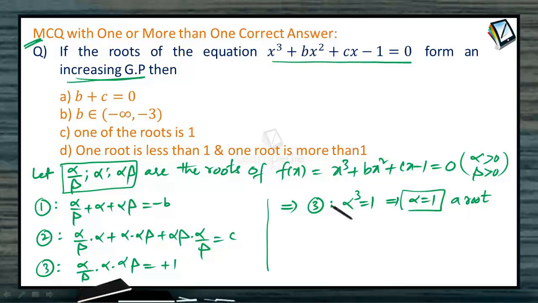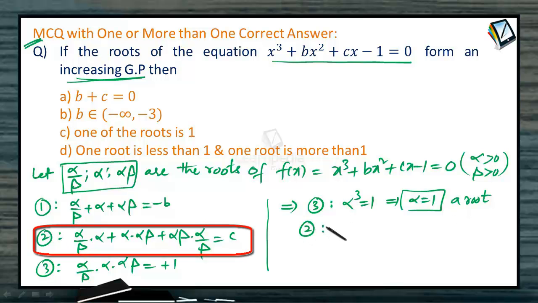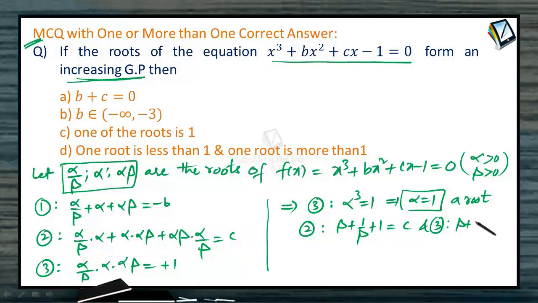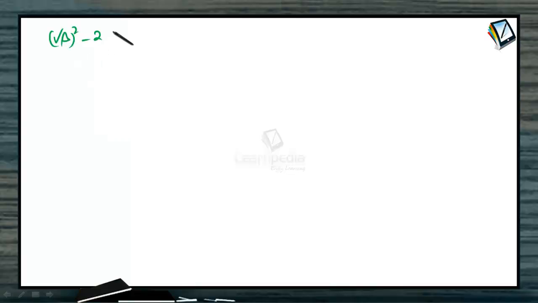If alpha equal to 1 is taken in equation 2, then equation 2 yields 1 by beta plus beta plus 1, so beta plus 1 by beta plus 1 is equal to c. Similarly, equation 1 exhibits the same value: beta plus 1 by beta plus 1 is equal to minus b. For better evaluation, let us consider beta plus 1 by beta. We can write this as beta plus 1 by beta minus 2 plus 2 plus 1, where I can write this as root beta square minus 2 into root beta into 1 by root beta plus 1 by beta, and this plus 3 is equal to minus b.